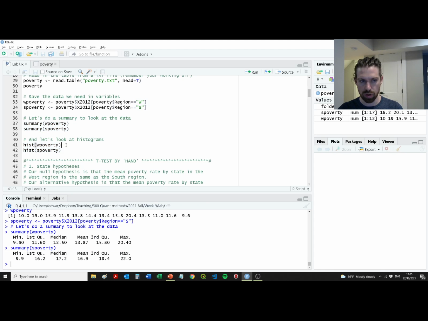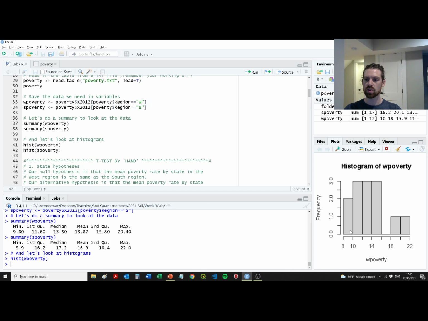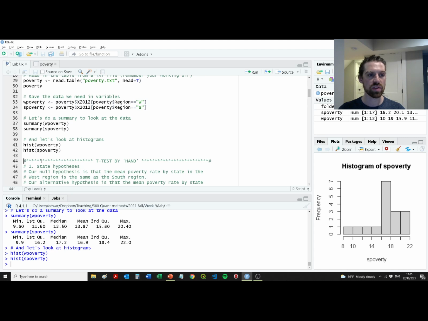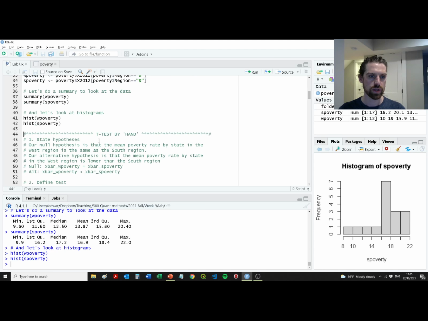So we can look at the poverty rate. Here's the Western poverty rate. We have 3 states as the maximum for any of these bins, and they're between 10 and 16%, in the middle of the distribution. And then for the southern states, we've only got 1 state for each of these lower buckets here. For 16 to 18, we have 7 states. And for 18 to 22, we have 3 states, okay?